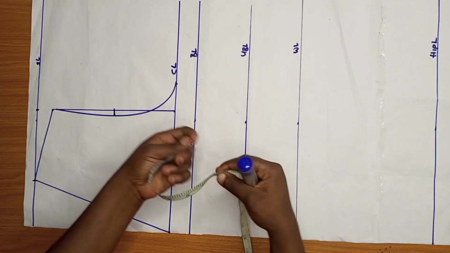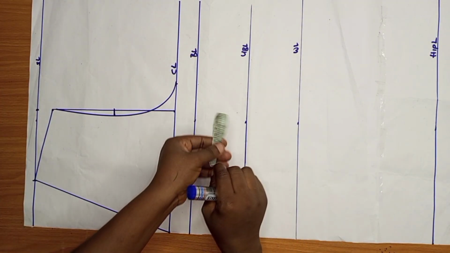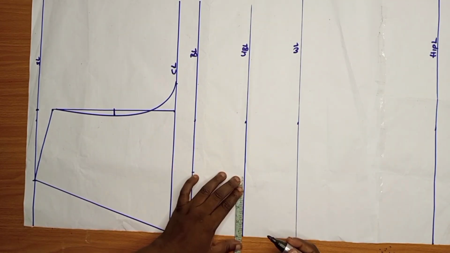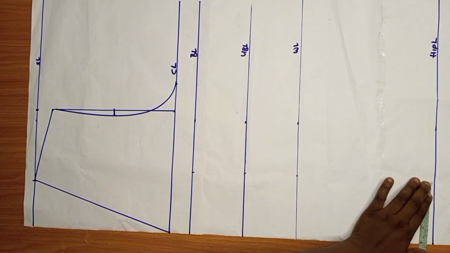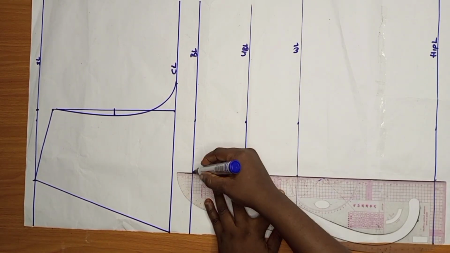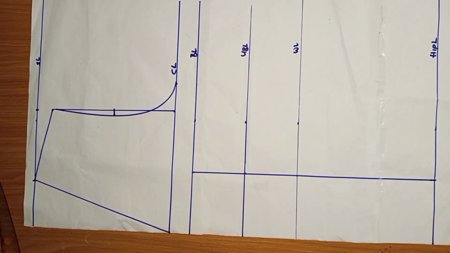Now the next thing I'm going to do is to divide my nipple to nipple measurement, which is 8 inches, divided by 2 will give me 4 inches. From my bust line here, I'm going to mark that 4 inches down to my hip line. Now after doing that, I'll go ahead to rule a straight line on that point that I have there.